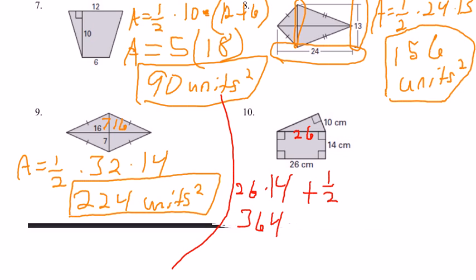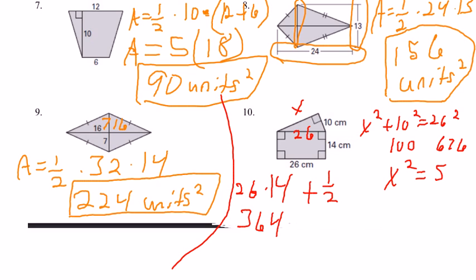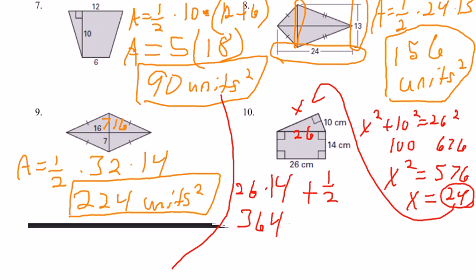So what we're going to need to find is this side right here. I'll call it x, and we'll do the Pythagorean theorem. x squared plus 10 squared equals 26 squared. 10 squared is 100. 26 squared, if you enter that in, you get 676. So if you subtract 100 from each side, x squared equals 576. If you take the square root of that, it does work out exactly evenly to 24. Now that's not my area, that's just what x equals, what this side equals.